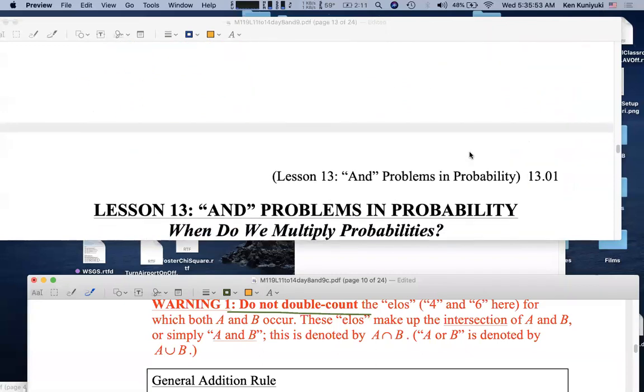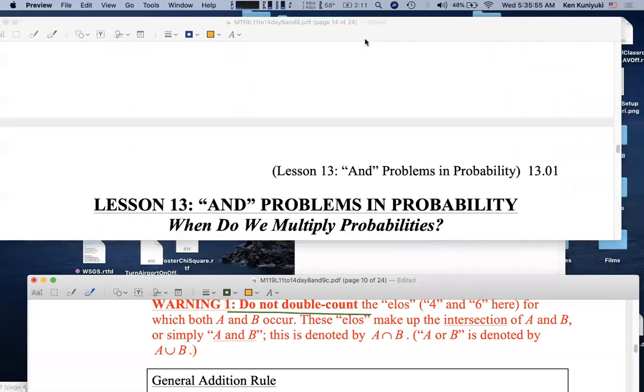All right, next up, when do we multiply probabilities? Those are AND problems. Next time.